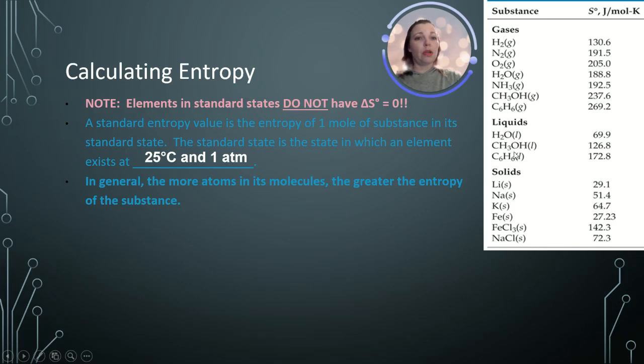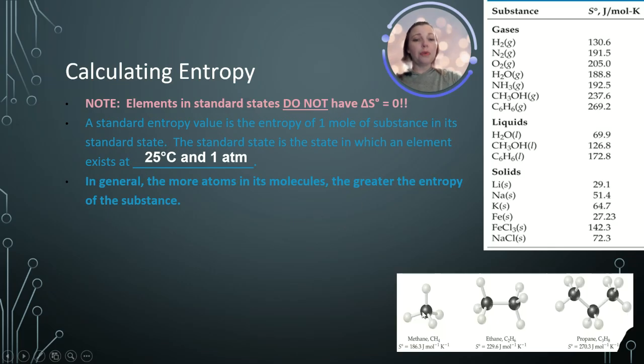You have a greater number of bonds present in the molecule, and so that provides a higher number of microstates and therefore a greater entropy because your dispersion is increasing. We can look at another series here. You've got methane, ethane, and propane.